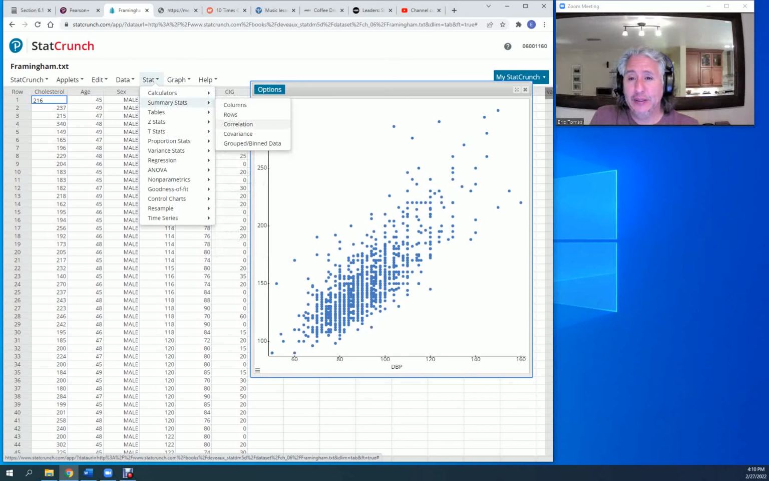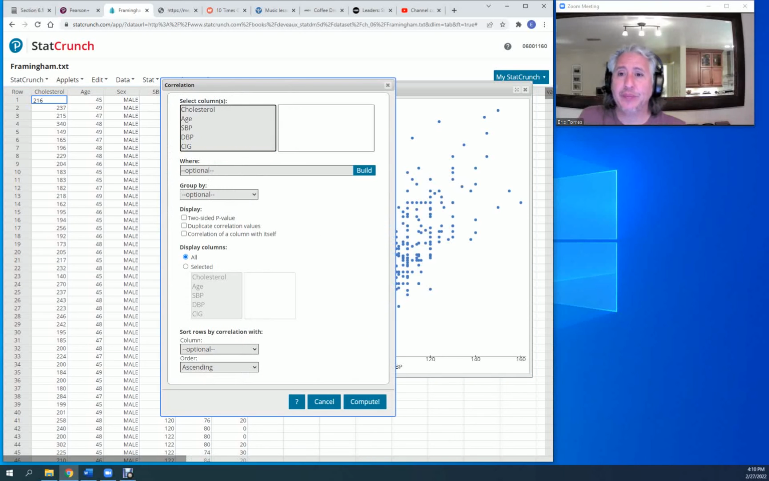And there it is, correlation. So again, Stat, Summary Stats. So we need to choose the two that we're going to compare, and to put two in there, it's a little tricky because if I click one, then click the other, it just takes them out. I don't know why they do that, but use the shift button to be able to get them both in there. And then we're going to just hit compute.